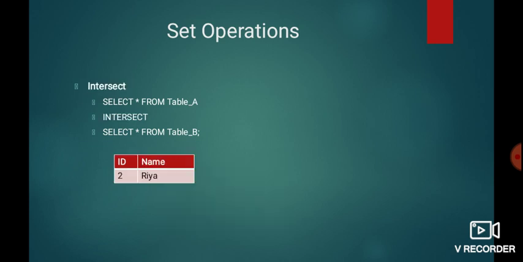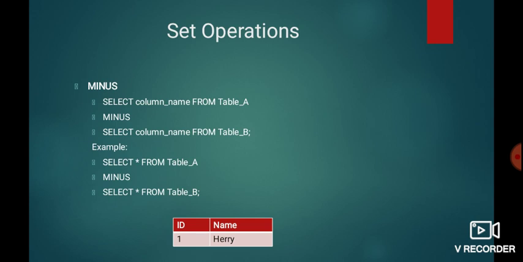Okay, next is intersect. Intersect is nothing but it will take the common values. So if you apply select star from table A intersect select star from table B, then the output is 2 Ria.